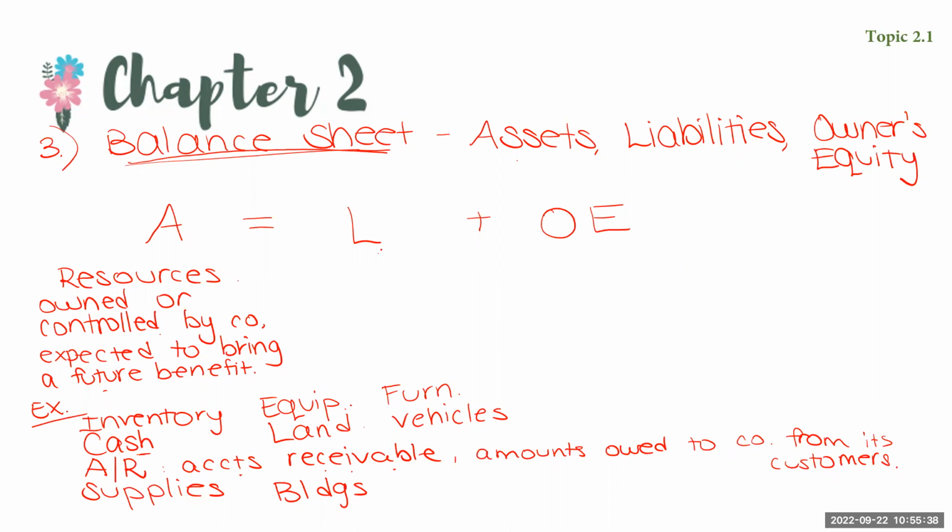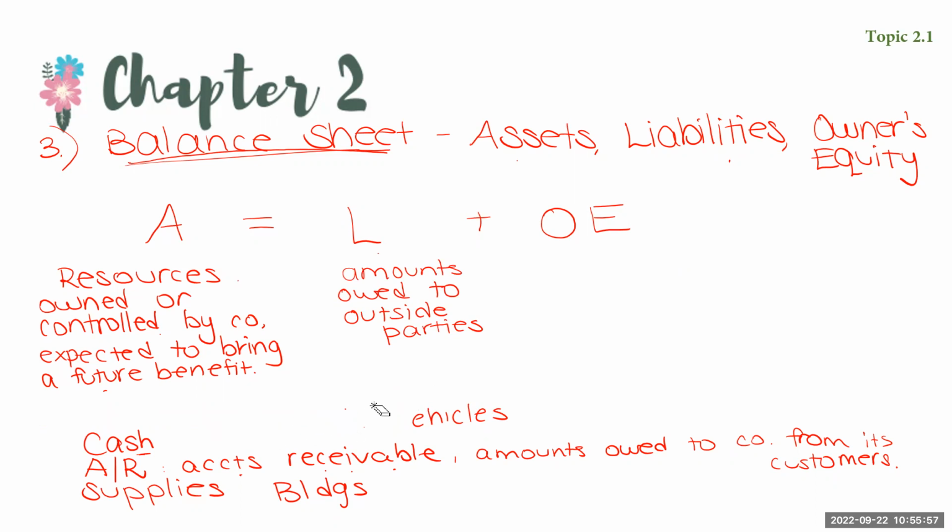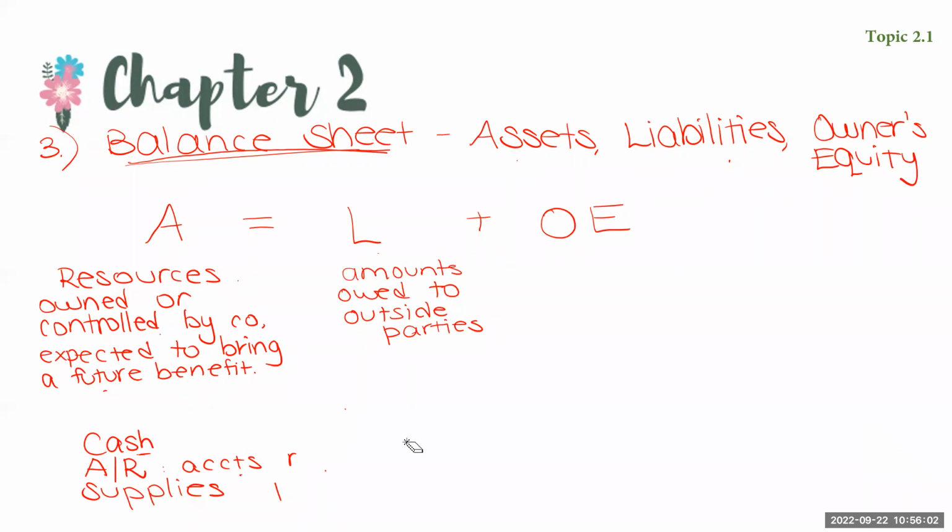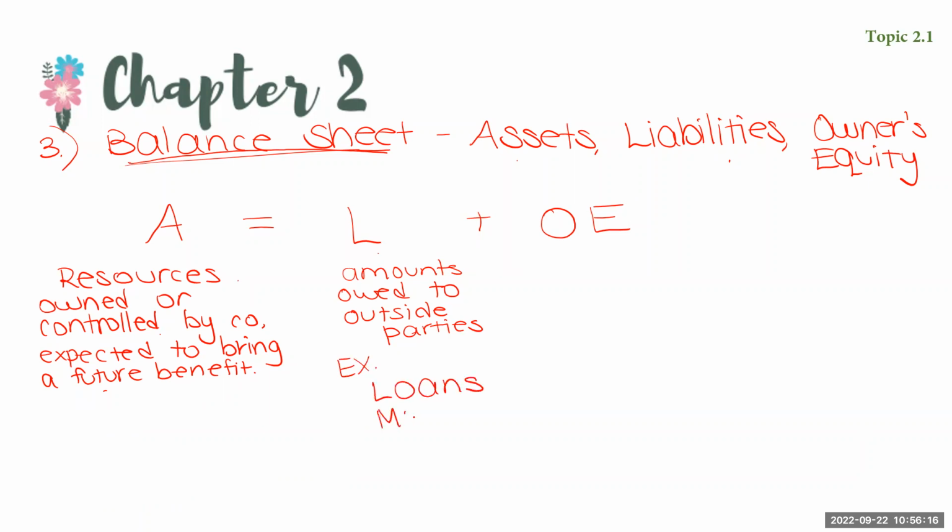All right, moving on to the L for liabilities. Liabilities, these are amounts owed to outside parties. We'll list some examples. Most commonly, we think of loans. All those great assets we had, the building, the land, the vehicles, we may have had to take out some loans in order to get those assets. Some examples, loans, mortgages.